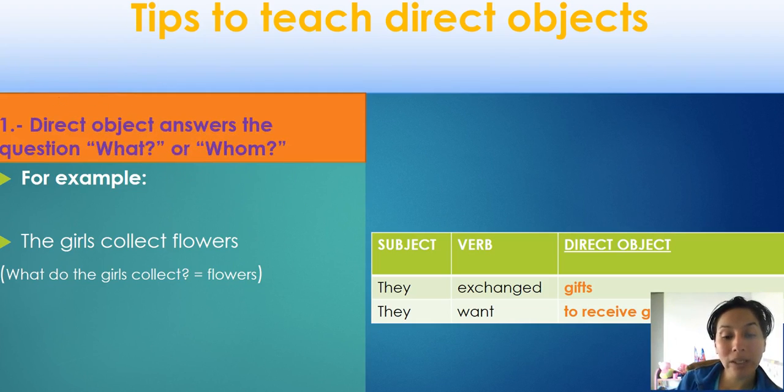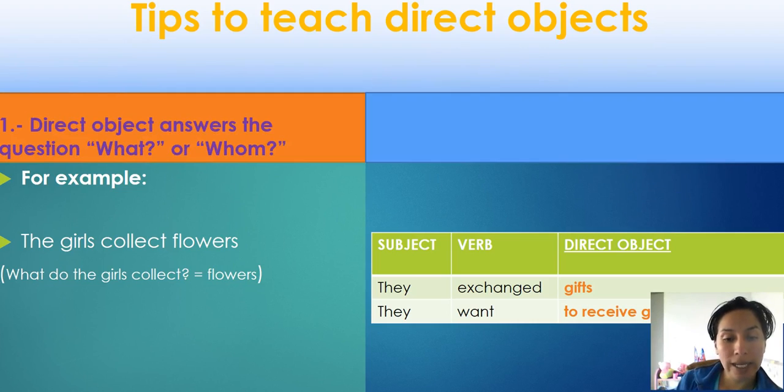First, one tip for recognizing the direct object in a clause is by finding the transitive verb and teaching students that the direct object answers the question what or whom after a transitive verb. For example, the girls collect flowers. The direct object appears after the transitive verb collect, so flowers are the direct object because they answer the question, what do the girls collect?